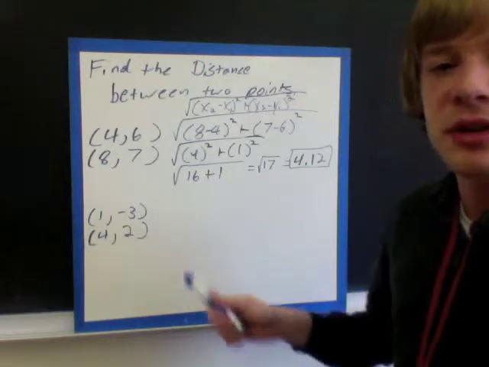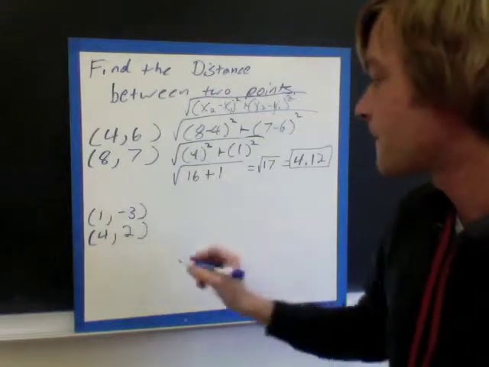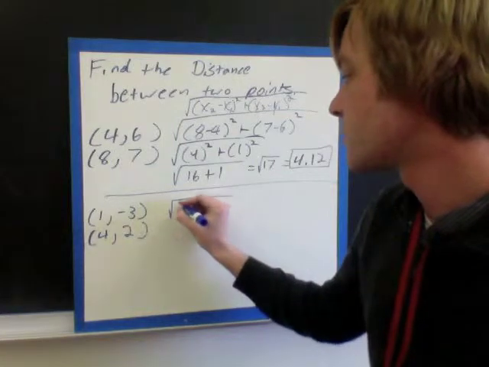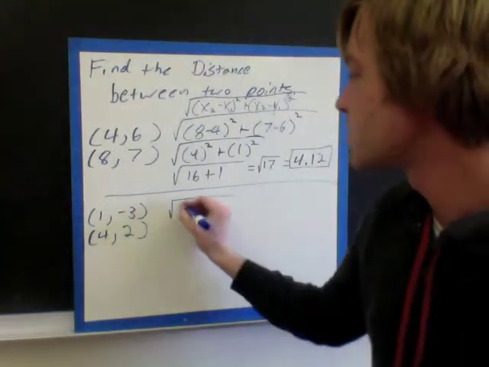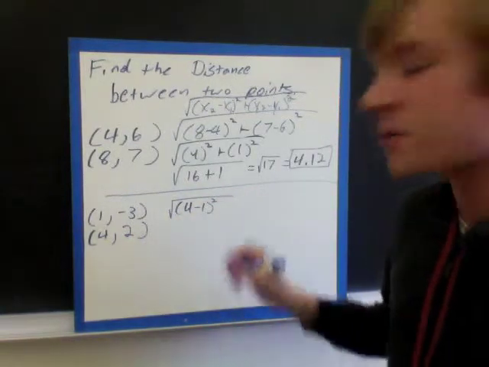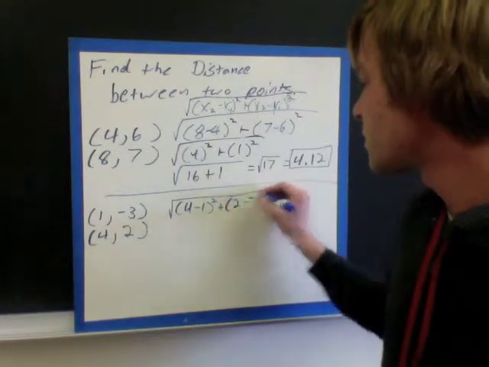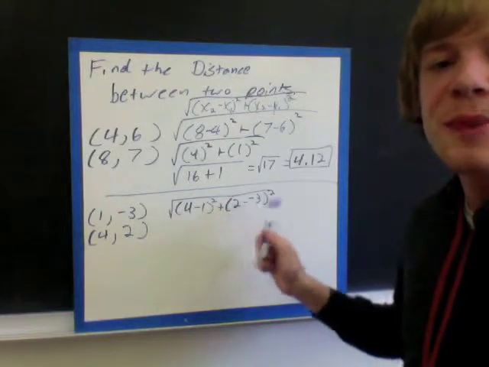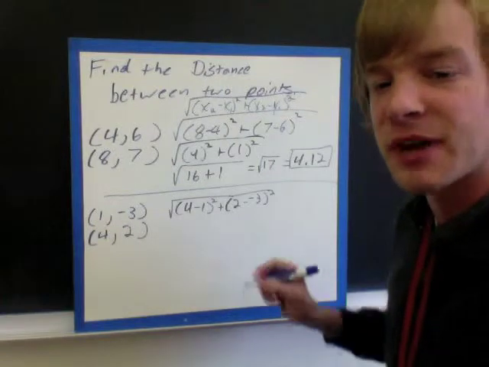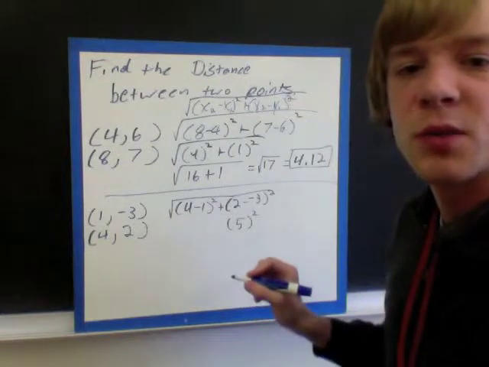Let's do the same thing down here. This is going to be just the same, except we've got a negative there with the 3, so you need to be careful. So we've got 4 minus 1 first. And then we're going to have 2 minus negative 3. Now, 2 minus negative 3, that's the same thing as 2 plus 3. So this part's going to become 5. And then 4 minus 1 will be 3.